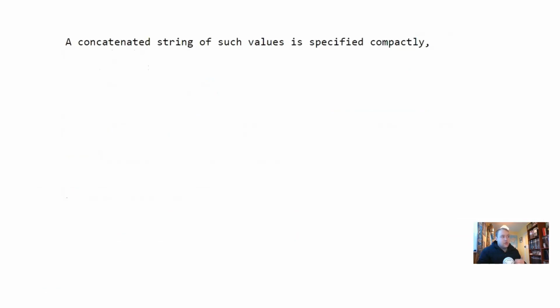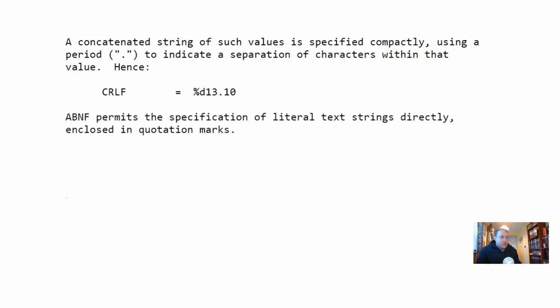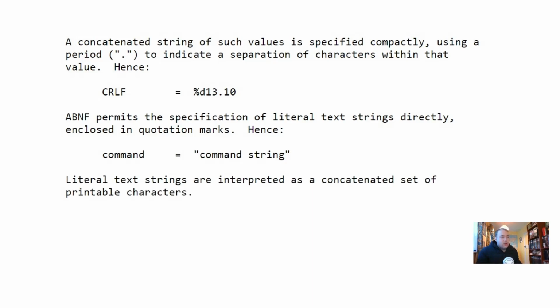A concatenated string of such values is specified compactly, just using a period or a dot, to indicate a separation of characters within that value. Hence, CRLF, we put the two symbols together from ASCII, equals percentage D 13.10. ABNF permits the specification of literal text strings directly enclosed in quotation marks. Hence, command equals "command" string. Obviously, we're not having to go and get the ASCII code for C, O, M, M, A, and D there. Literal text strings are interpreted as a concatenated set of principal characters.